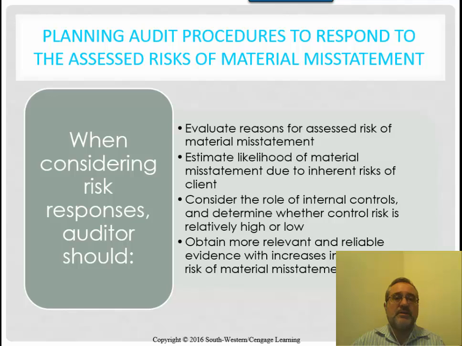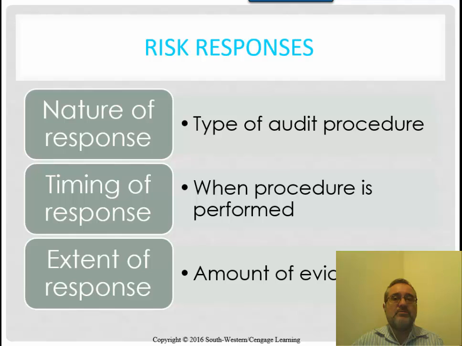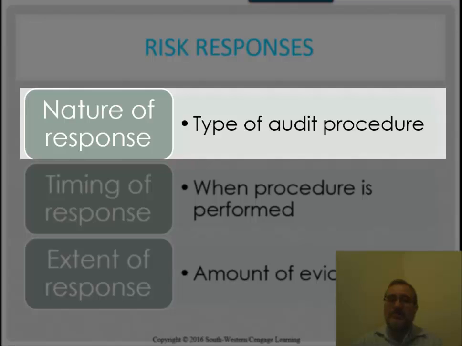Planning audit procedures to respond to the assessed risk of material misstatement. We need to evaluate the reasons for the assessed risk of material misstatement, estimate the likelihood of material misstatement due to inherent risk of the client, consider the role of internal controls, and obtain more relevant and reliable evidence with increases in the assessed level of material misstatement. The response to the risk of material misstatement is the nature, timing, and extent of these further audit procedures. And again, these further audit procedures, as we are measuring monetary misstatement, are the ones that we describe as substantive testing. So our response is, based upon the nature of the testing, what type of audit procedures are we going to use to manage the detection risk?